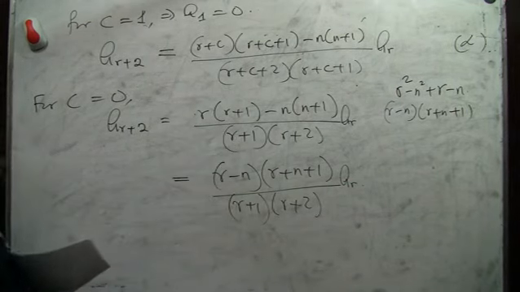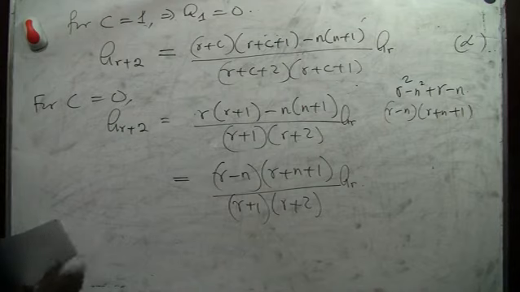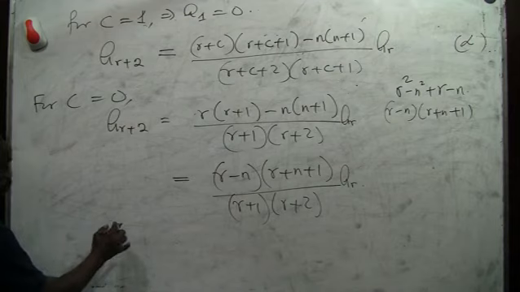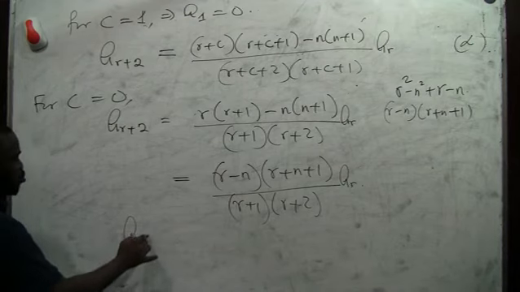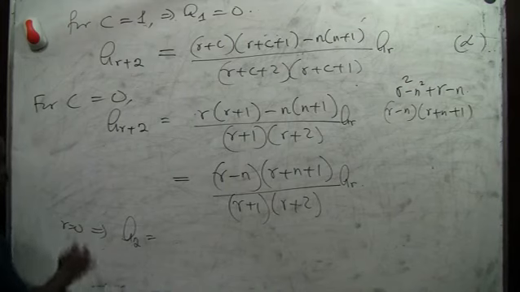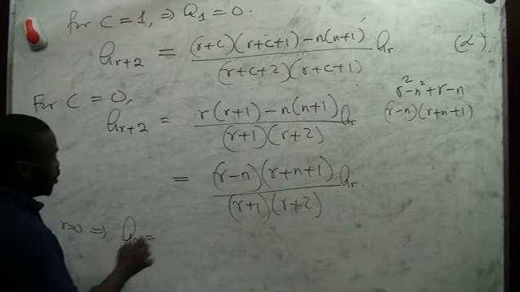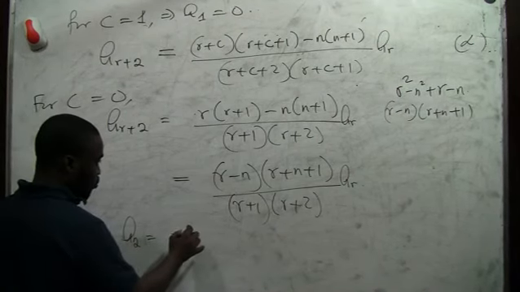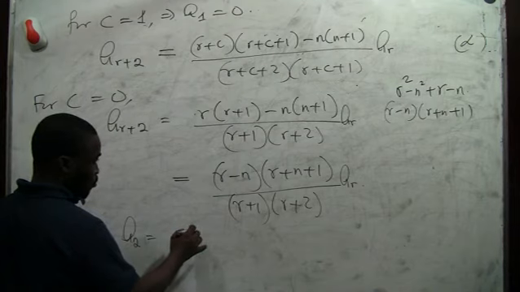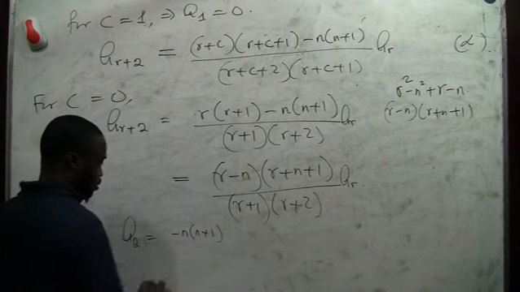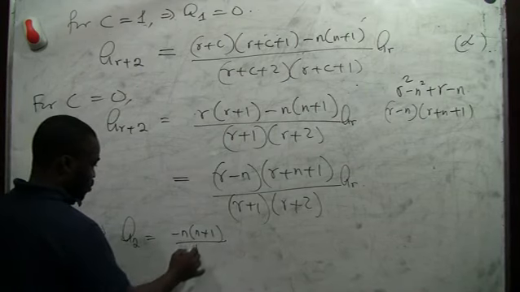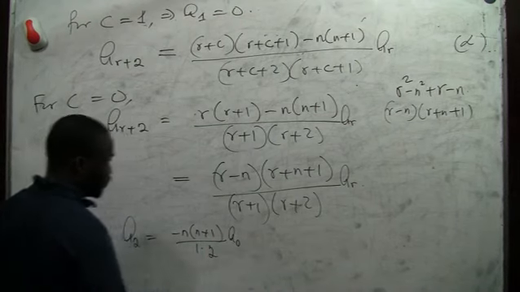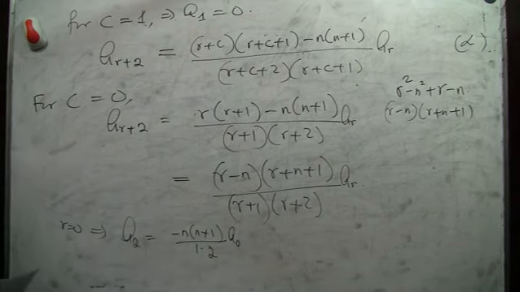So let us now make substitution for R, R from 0 to infinity. When R equals 0, A naught becomes arbitrary. So we are going to have A2 equals, what's our A2? We are going to have A2 to be minus N into N plus 1 divided by 1 multiplied by 2 A naught. Let's take the remaining ones.